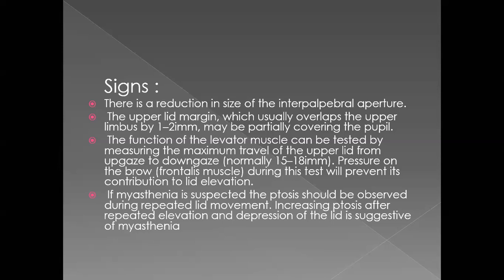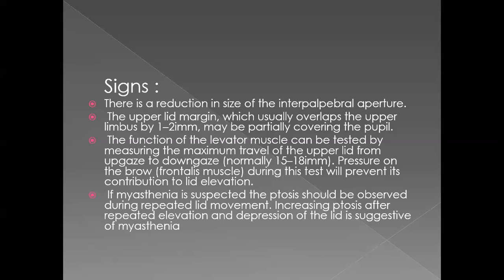Okay, so you have to examine how much of the cornea is being covered by the upper eyelid margin. Then you have to check the levator function. Very important, because it is the muscle which opens the eyelid. So how can you check the levator muscle function? This is called upper lid excursion, by which you check the power of the levator muscle.